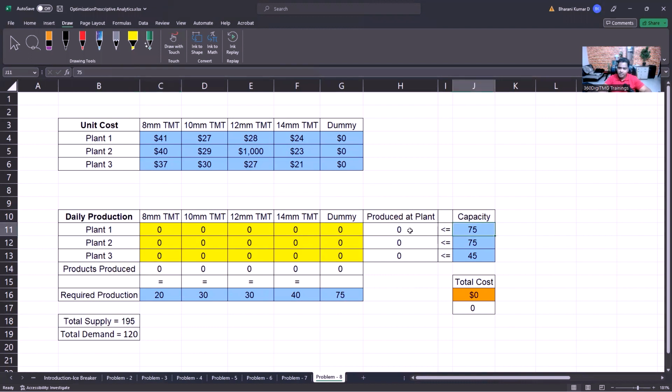Capacity is 75. So the number of units that you're going to produce in plant 1 should be less than or equal to 75. Plant 2 has a maximum capacity of 75, so the number of units that you're going to produce should be less than or equal to 75. Plant 3 has a capacity of 45, so the number of units that you're going to produce should be less than or equal to 45.